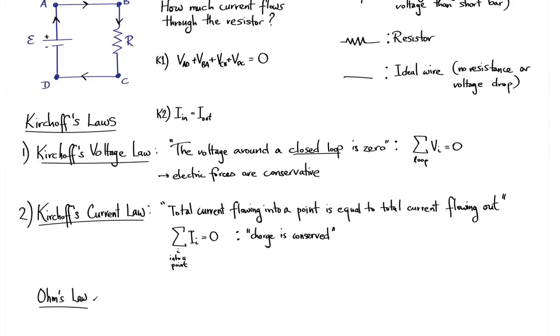So Ohm's law states that the voltage drop across a resistor is equal to the current times its resistance, right? So when we talked about the current that flows through some conductor or some resistor, we found that there was a proportionality between the voltage across that resistor and the current that flows through that resistor. And that constant of proportionality we called the resistance.